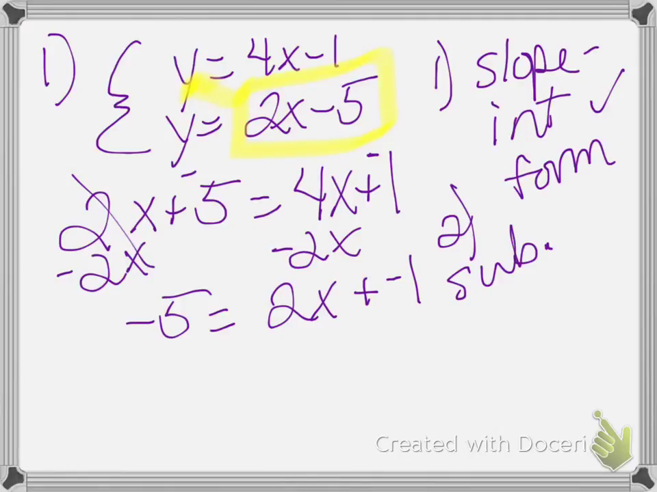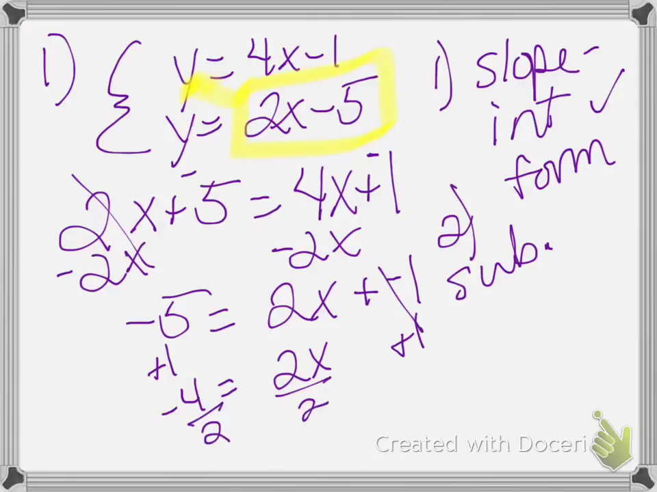Add 1 to both sides. Negative 4 equals 2x divided by 2. Can you slow down just a tiny bit? X equals negative 2. Okay, so now we have the x. This is going to be the first part of our point that's going to be the solution of our system of equations.